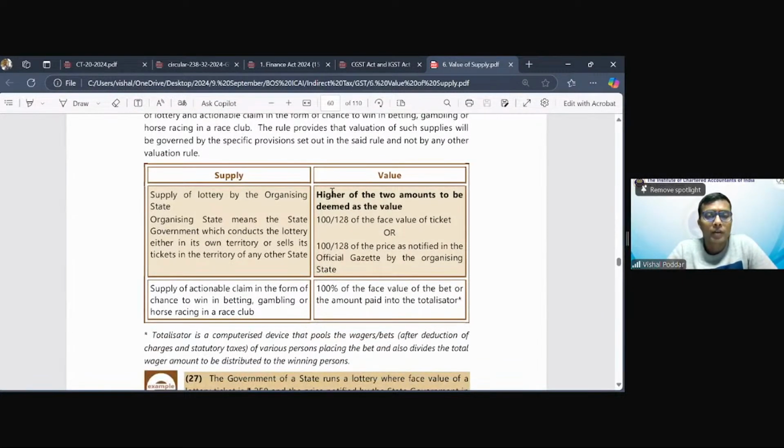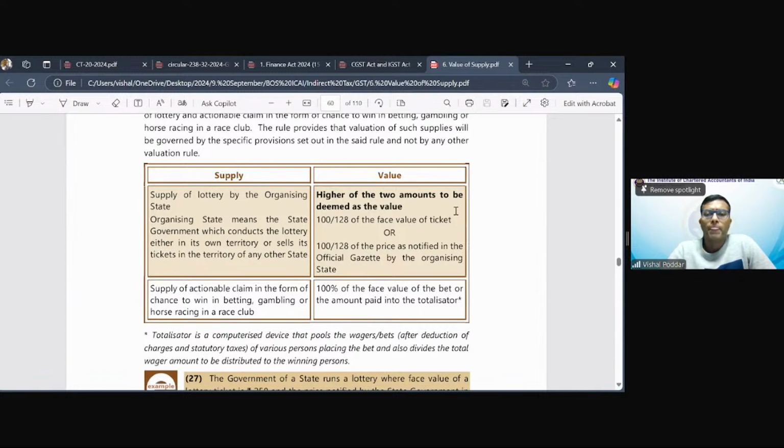Now, for different supplies, what is the value? Supply of lottery by organizing state. Organizing state means the state government which conducts a lottery, either in its own territory or sells a ticket in the territory of any other states. Now, let me tell you one thing, dear students, that in many states, you will find that the lottery is run by the state government itself because they have banned lottery for private players. But in some other states, you will find both state and the private players also having their lotteries. So it is either way.